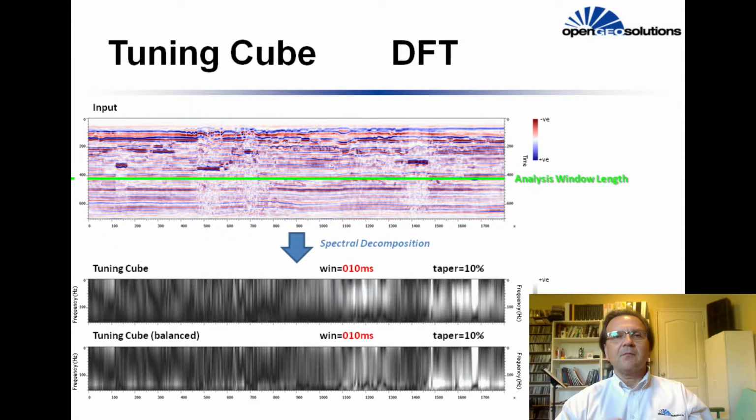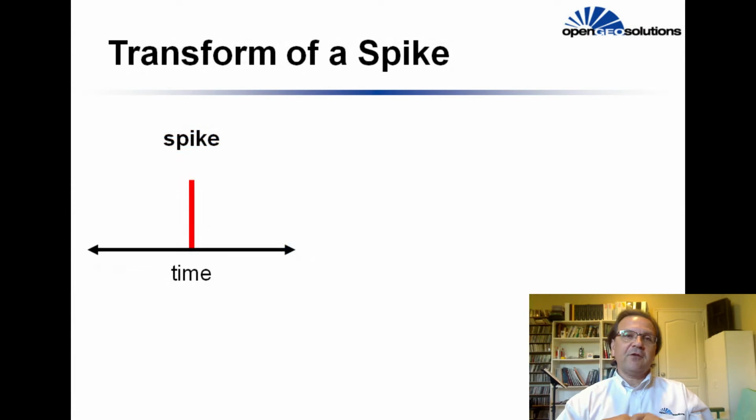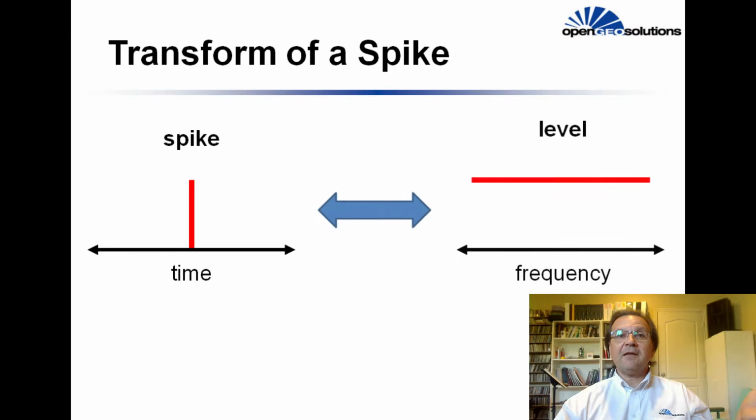details. When we reach the extreme limit of a 2 millisecond window size, which is equivalent to the sample rate of the input data, there is no tuning information left. Each tuning cube trace now exhibits an amplitude value that remains constant as a function of frequency. The window length is so short that we are literally seeing the transform of a spike, which becomes a flat line level in the frequency domain.